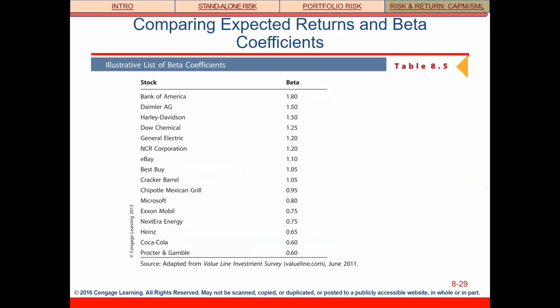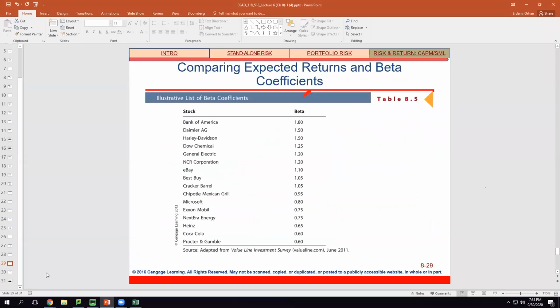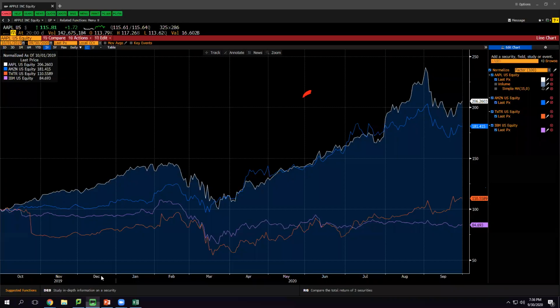Okay, so now let's take a look at some examples. Bank of America's beta is 1.8. You see that? These are from the book, by the way. It's a book statement. Now let me show you the reality. Let's go back to our Bloomberg screen, which measures the beta of companies.